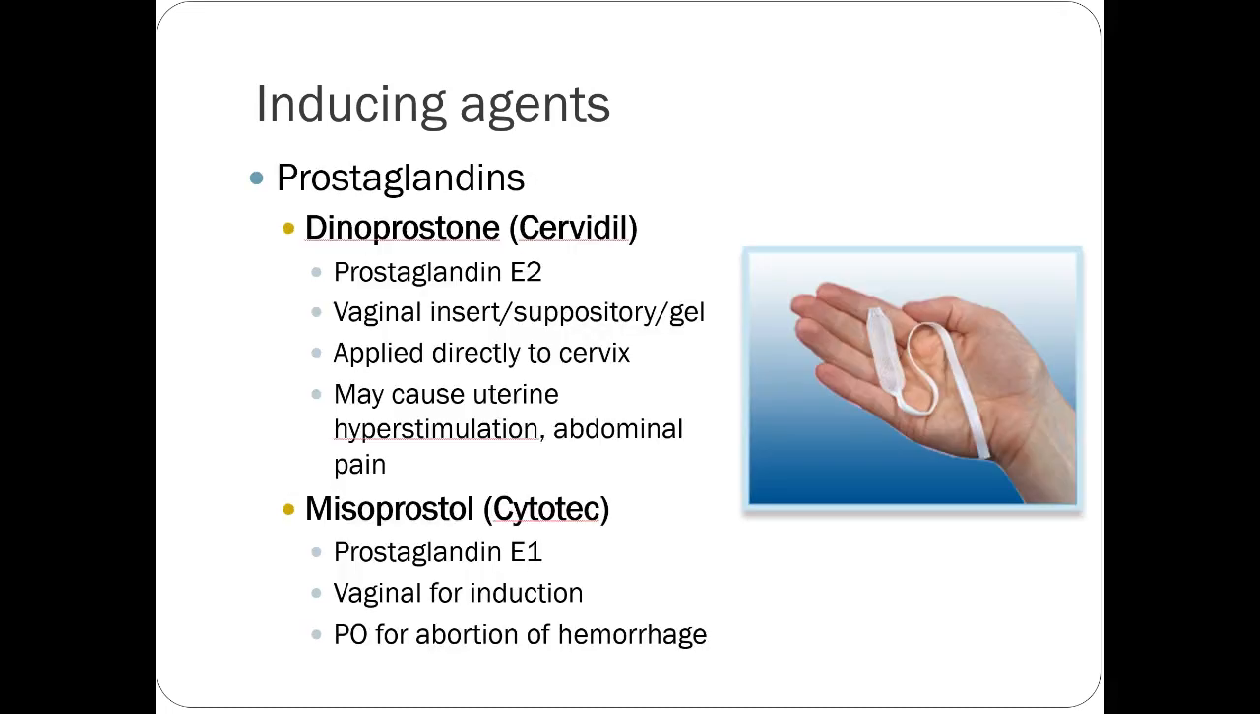All right, prostaglandins. Dinoprostone or Cervidil is actually pretty frequently used as a prostaglandin E2 vaginal insert. It actually comes as kind of like a mesh and it's frozen. So when it gets to room temperature or body temperature especially, it dissolves very quickly. So it works fast. It doesn't take a while for it to melt and get absorbed. You apply it directly to the cervix. You may get uterine hyperstimulation or abdominal pain from that. You're probably going to get that from any tocolytic agent.